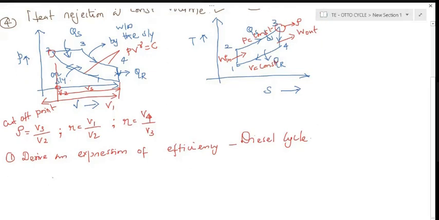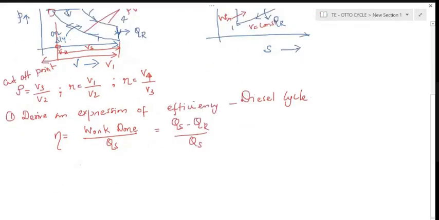Generally we know the formula for efficiency, denoted by the symbol eta. The general formula for measuring efficiency is work done divided by heat supplied. Work done is nothing but the net heat, which is the difference between the heat supplied and the heat rejection.